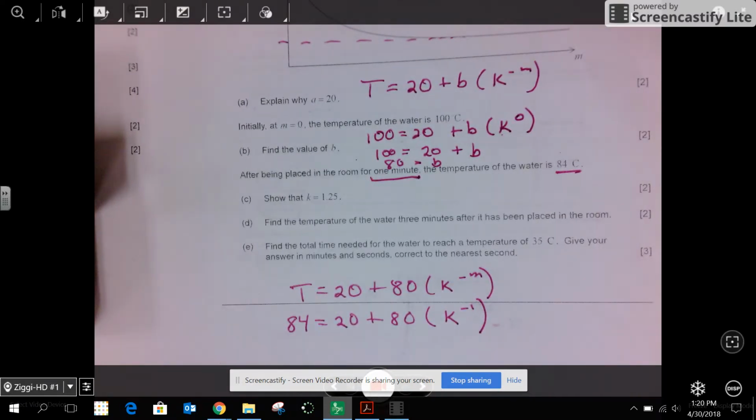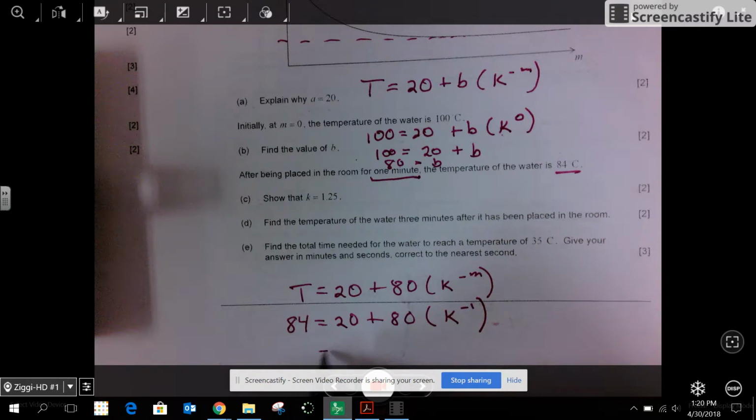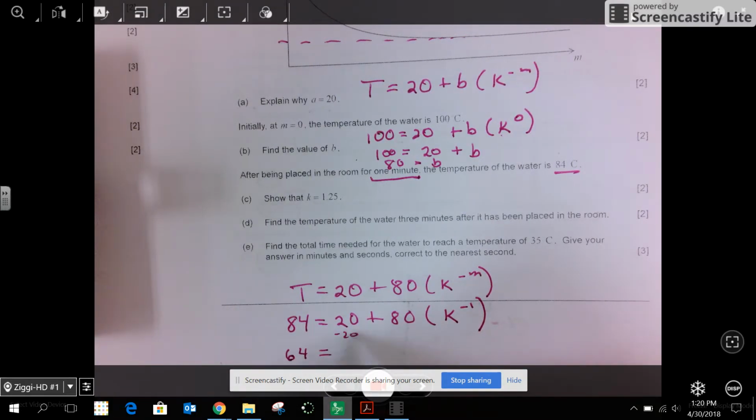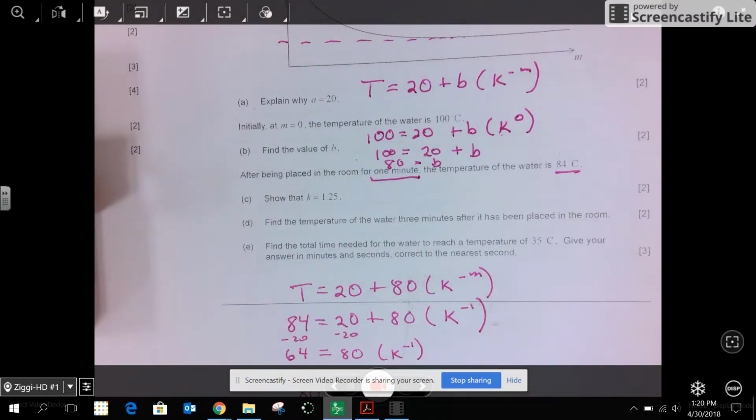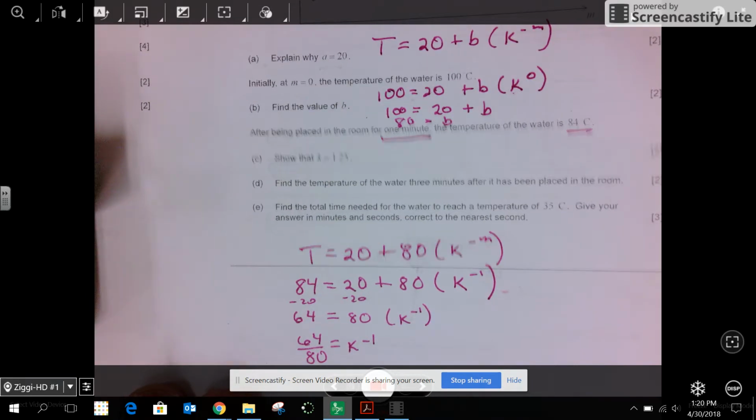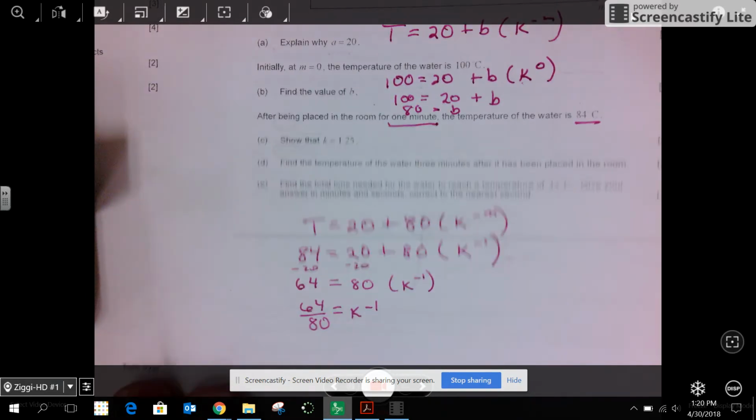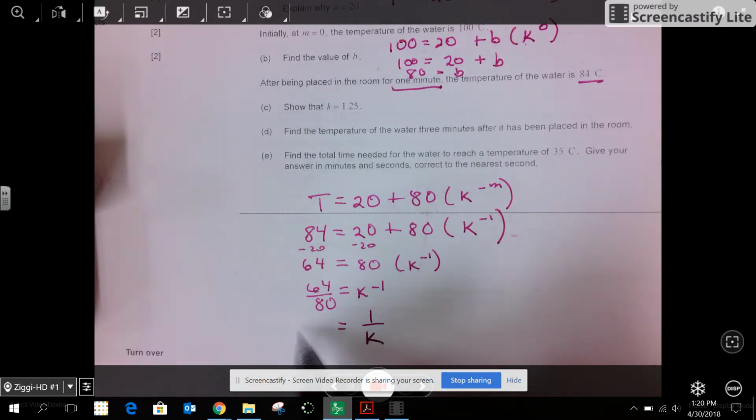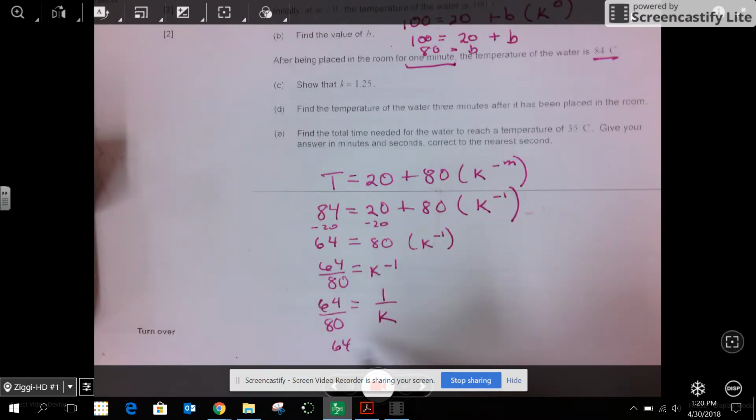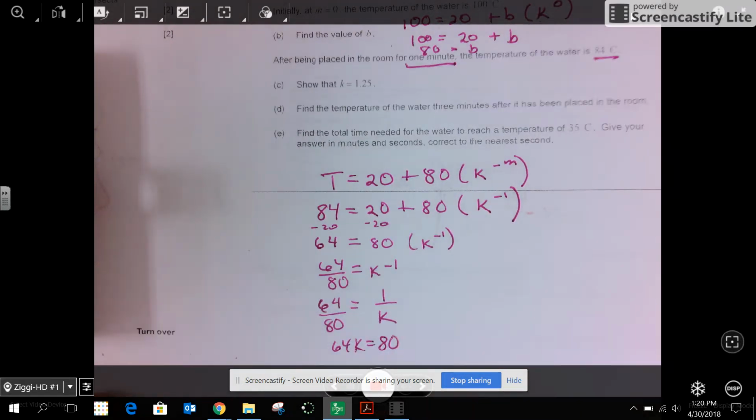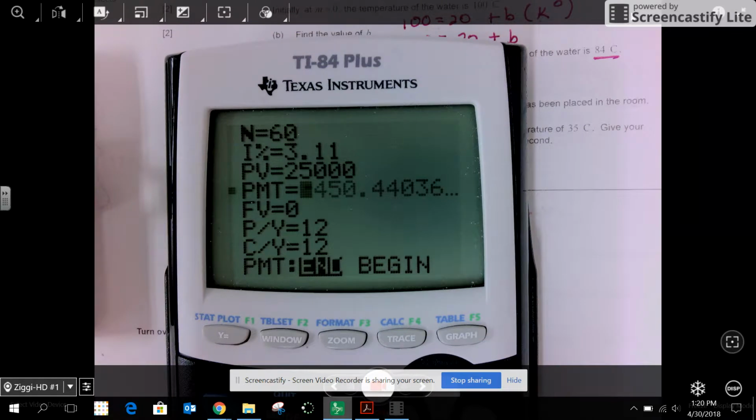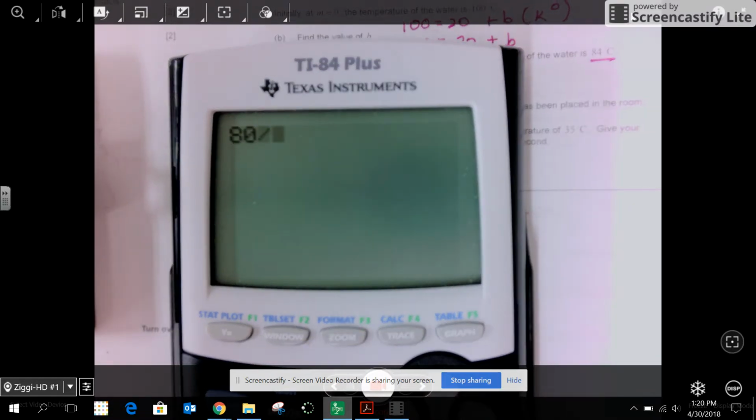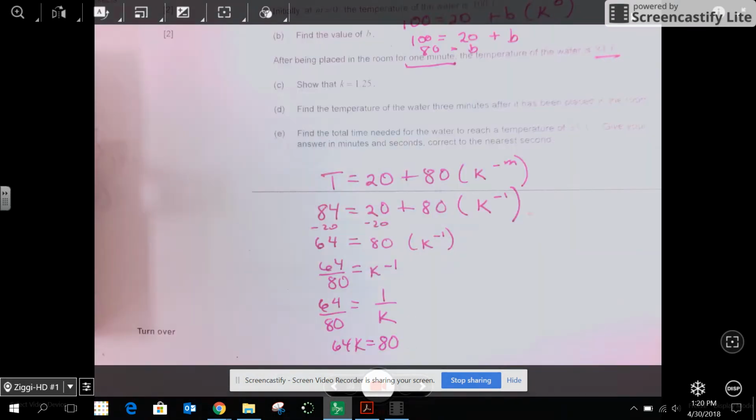And the best way to solve it, you can isolate some things. So you subtract 20 from both sides, and you get 64 over 80 equals k to the negative 1. You can do that and get your answer by, if you know that k to the negative 1 is 1 over k, 64k equals 80. So 80 divided by 64, 1.25. That's one way to solve it.